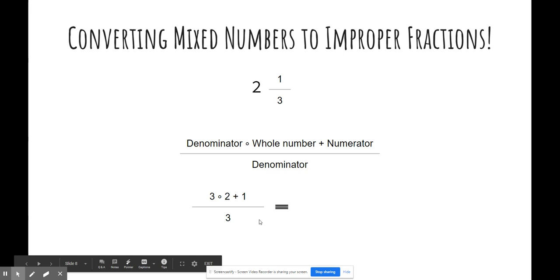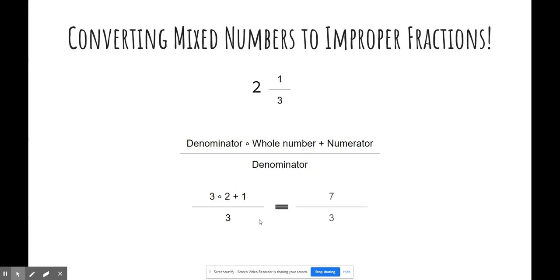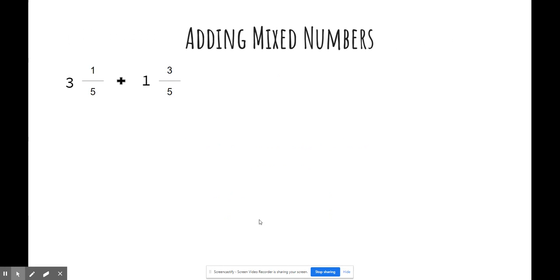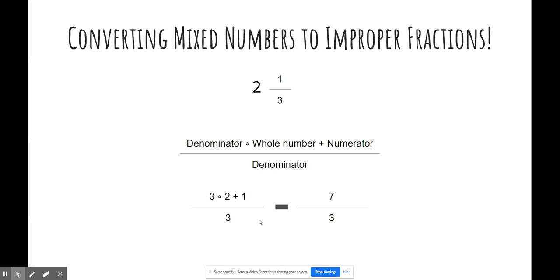Okay, so now we just multiply. 3 times 2 is 6. Plus 1 is 7. 7 over 3. So that means that 2 and 1/3 is equal to 7/3.